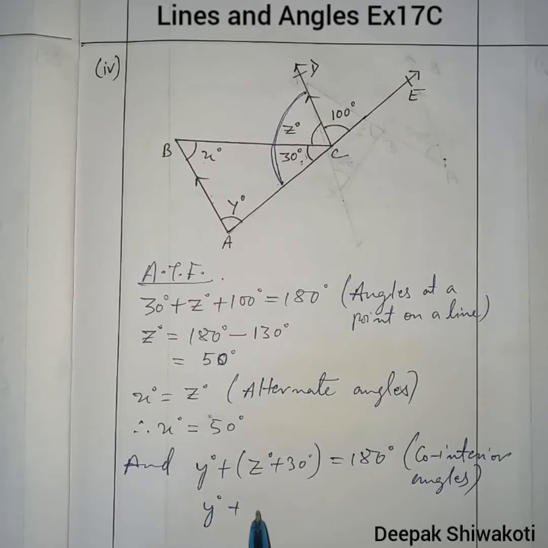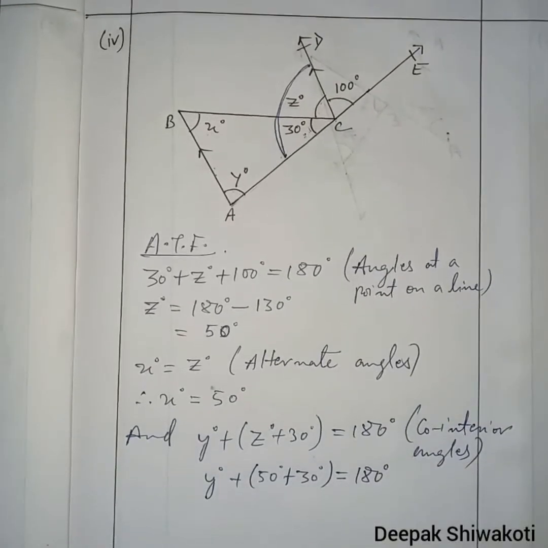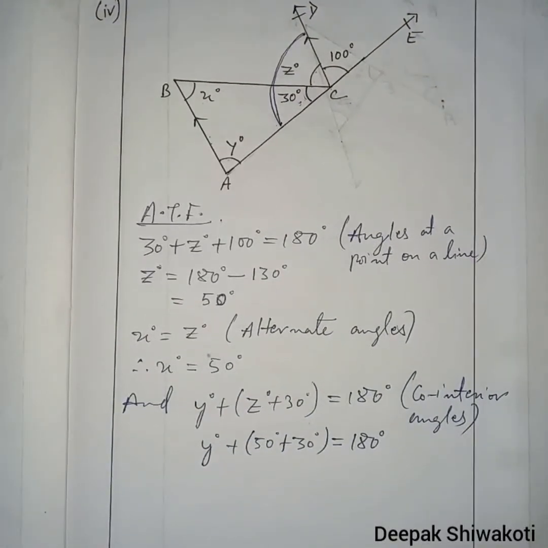Isn't it? Z is equal to 50 degree here. So 50 plus 30 degree is equal to 180 degree. Okay, so we'll solve for Z. No, we'll solve for Y. Z we have found. So we can get here Y is equal to 180 minus how much? 50 and 30 is 80. 180 minus 80. So therefore Y we got as 100 degree.